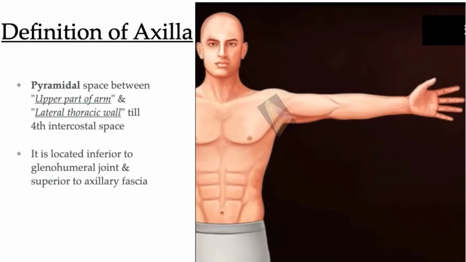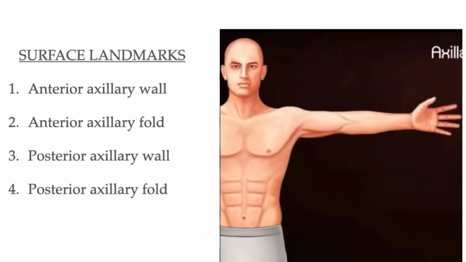Axilla has an apex which is directed upward and medially, and it has a base which is directed downward. The base of the axilla is concave with the concavity directed downward. The base is bounded anteriorly by anterior axillary fold and posteriorly by posterior axillary fold. To understand this, let us see the illustration on the screen.